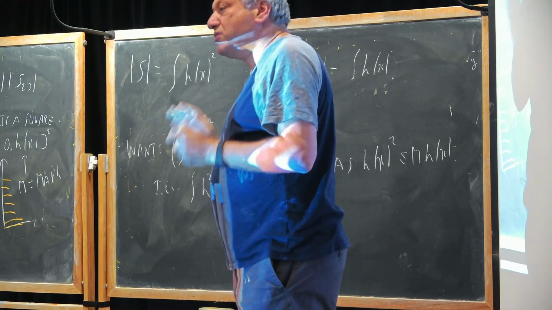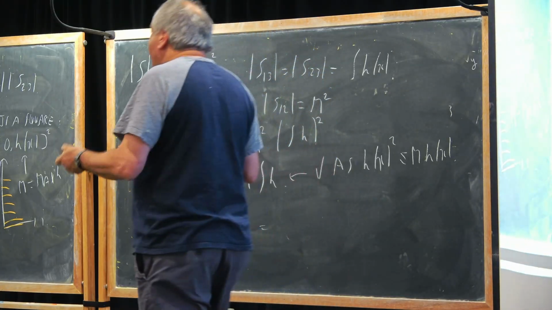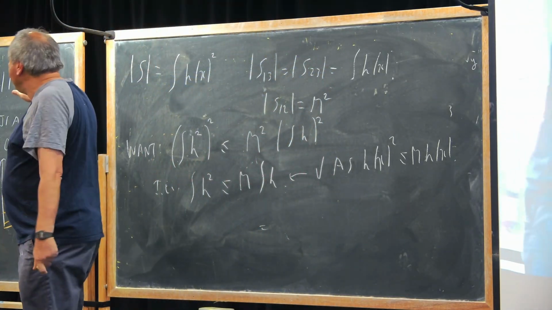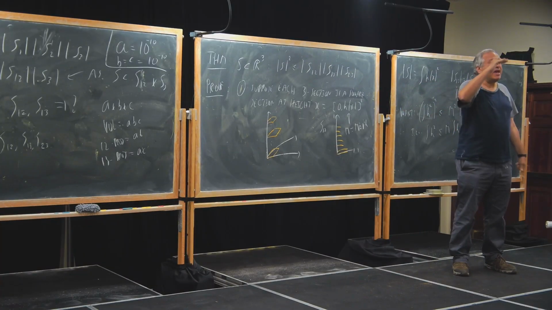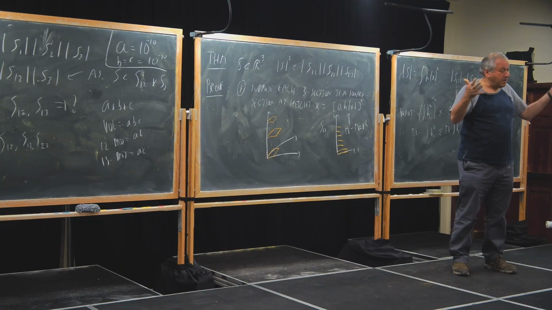Okay, good. So having done that, our plan to prove this theorem is to say, take your S, compress by making every section a square, of course, of the same area, right? And let's see what happens.